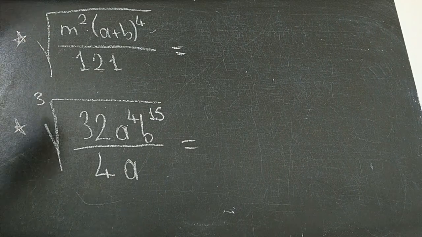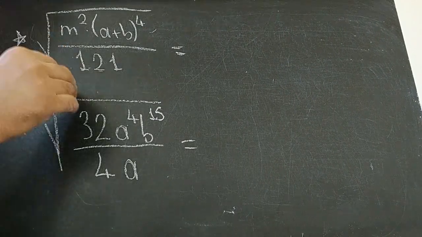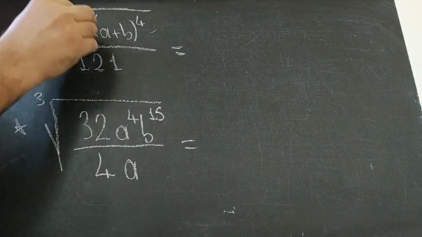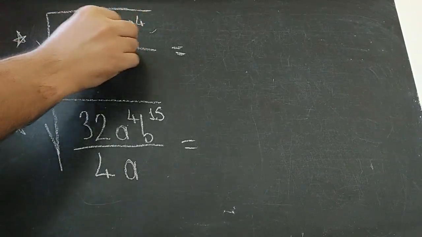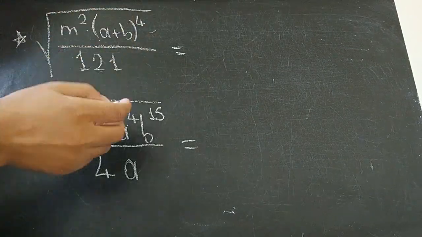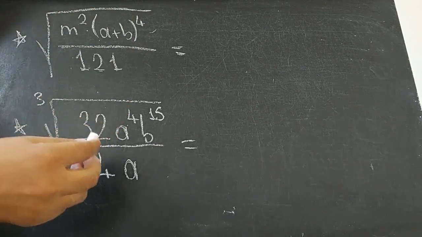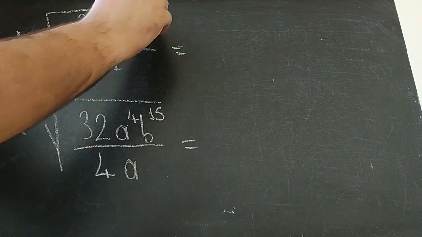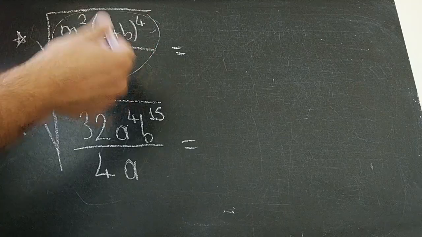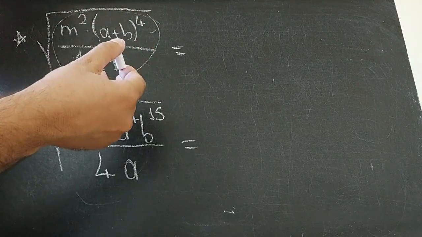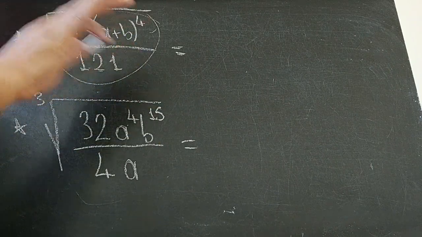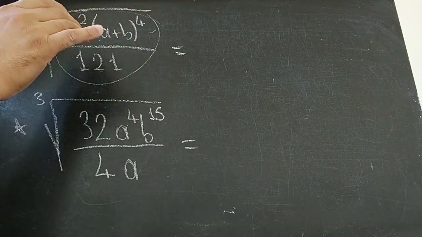So now my other questions are those questions. So the square root of m squared times (a plus b) power 4 over 121. You are going to think about the inside first. If you can do any operation, you will do. Otherwise, you are going to try to take them out. If you can't take them out, it will stay inside the square root.